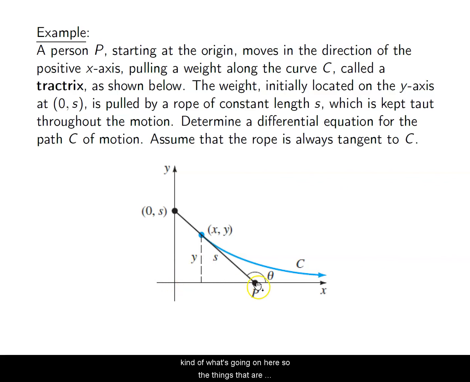Okay, so the things that are constant here are S, right? There are a few things that are changing. The angle between the line that you're walking and the rope is going to change, and the distance between the line that you're walking and the weight to that line is also going to change, right? So we have two things that are changing here. We have Y is changing over time, theta is changing over time, and obviously X is changing over time as well.